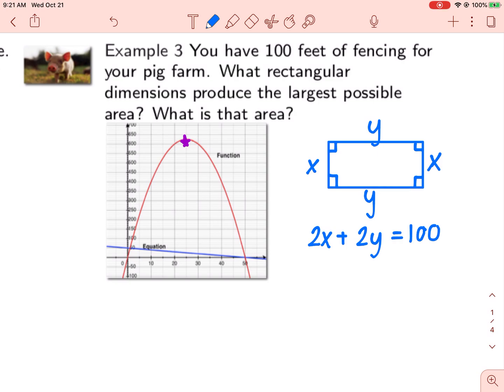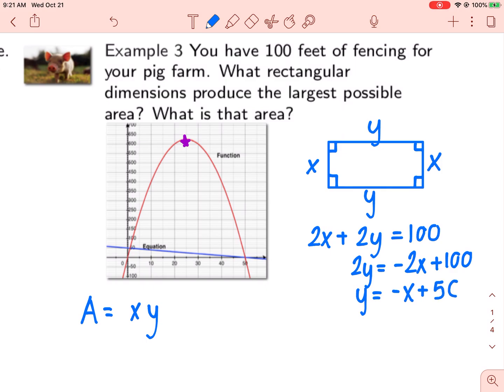Our goal is to find area. So right, this is what we're trying to find, area, which is going to be base times height. This is our goal. But I can only have it in terms of one variable. So let's solve for a variable and plug into our area formula. I'm going to get y by itself. So 2y is going to equal negative 2x plus 100. Y will be negative x plus 50.